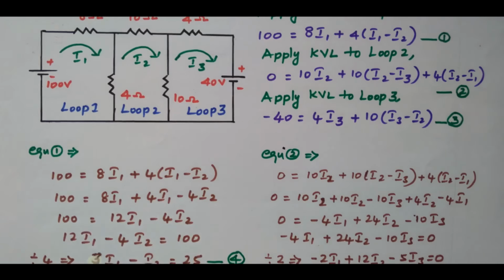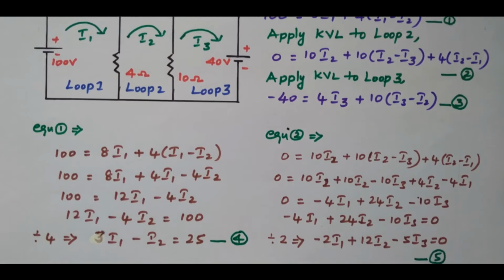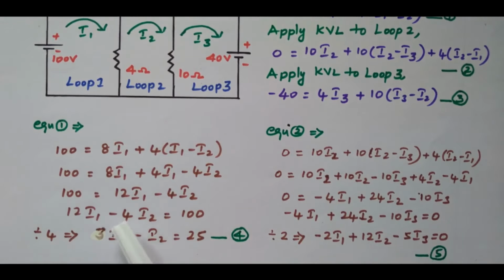Now we can divide this equation by 4. Here 12, 4 and 100 are divisible by 4, so that we can go for further simplification. The entire equation is divided by 4. 12 divided by 4 is 3, 4 divided by 4 is 1, 100 divided by 4 is 25. So equation 1 is now simplified into the form that we consider as equation number 4: 3i1 minus i2 equal to 25.